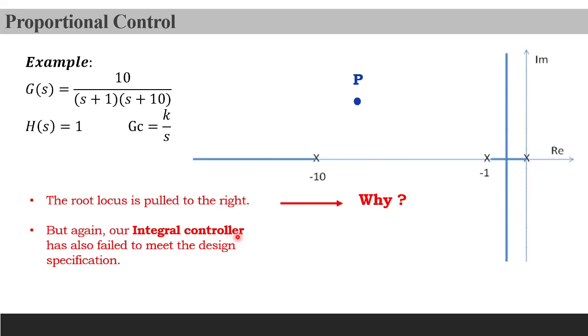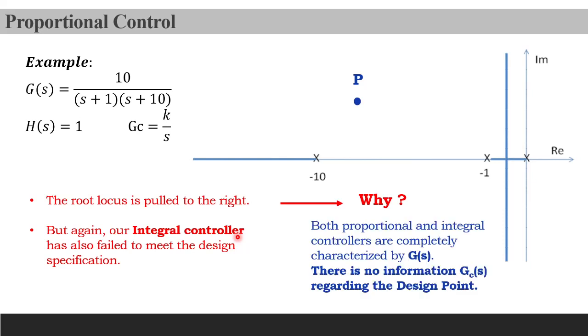Why? That's an interesting question. Why did our integral and proportional controllers both fail? What is the reason we are failing? Take a moment, pause the video and think about it: what is the prime factor, the expression or the mathematical term, responsible for not being able to meet the design specification, and what could be manipulated further to meet it? Feel free to pause the video and we'll continue. All right.